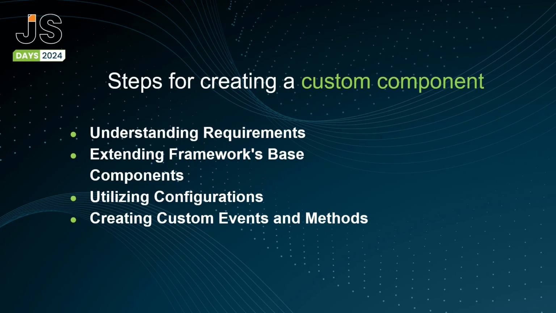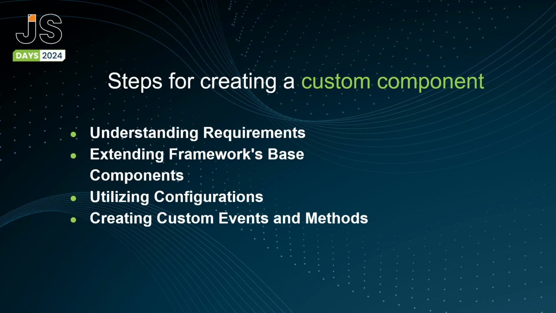We then leverage configurations. In the case of Ext JS, it offers a wide range of configurations to customize components. We will explore in our example how to use these configurations to make our components highly adaptable. And finally, we use custom events and methods. Defining custom events and methods is essential for creating flexible components that can adapt to various situations.